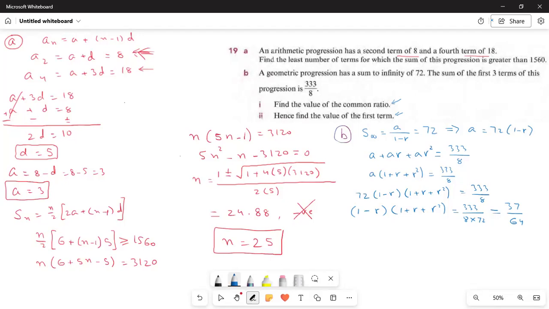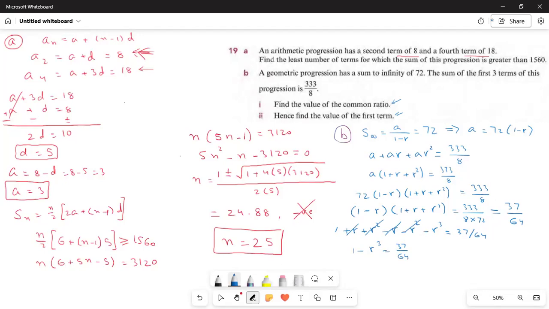Okay, so if I multiply these two brackets, it's going to be 1 plus r plus r squared. And now multiply with minus r everything: minus r, minus r squared and minus r cubed, equal to 37 over 64. Okay, the r cancels with minus r, and r squared cancels with minus r squared. So I have only 1 minus r cubed equal to 37 over 64. So this is giving us some good hope.